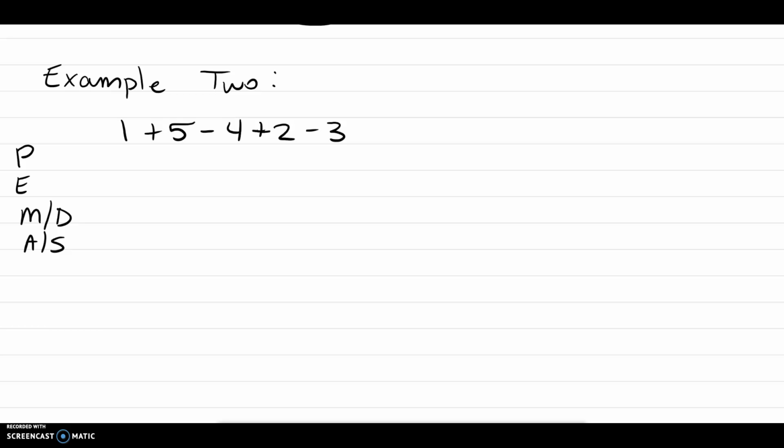And then I go through my steps to see if I have any of these things I need to do first. So I have parentheses. There are no parentheses in this problem, so I can go to the next step. Exponents, there's no exponents, so I can go to the next step. Multiply, divide, there's no multiply, divide, so I can go to the next step. I have add and subtract.